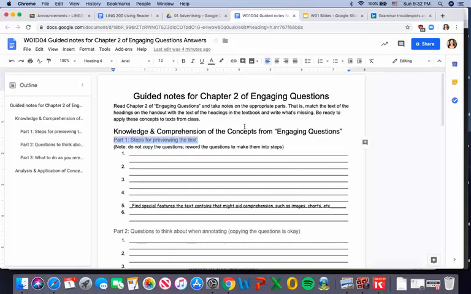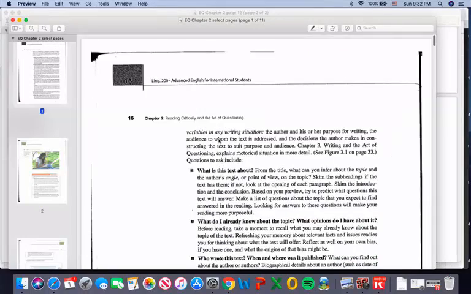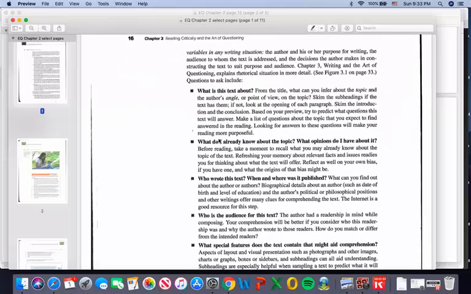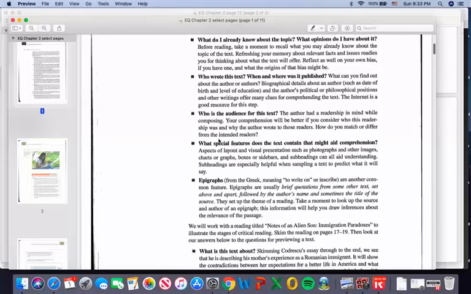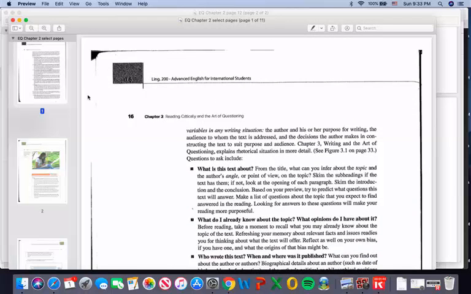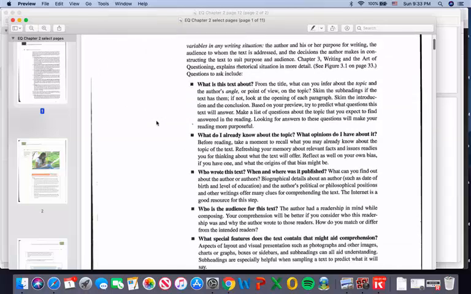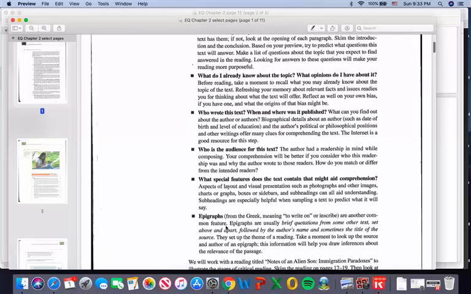So I'm looking at part 1, and we're going to do the steps for previewing the text. That means we've got to look at the preview, or the pages that I've taken from this textbook, and see if we can find those parts. And those are actually included on page 16. The page before this didn't get copied over, but what it shows you are these questions.